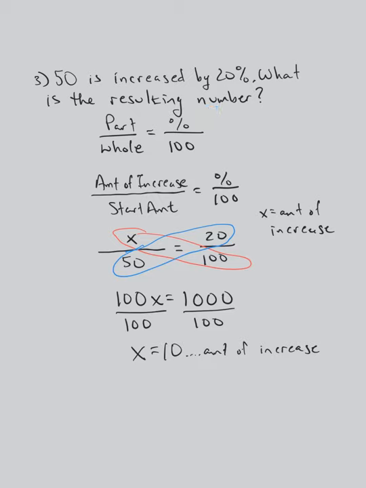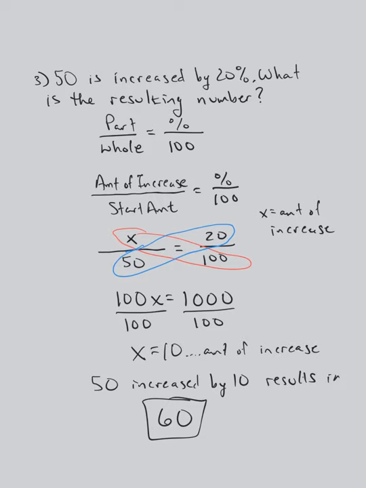Okay, and so the idea here is we started with 50 and it's increased by 10. Okay, and so what does that result in? That results in 60, and so 60 is actually the answer to that problem.